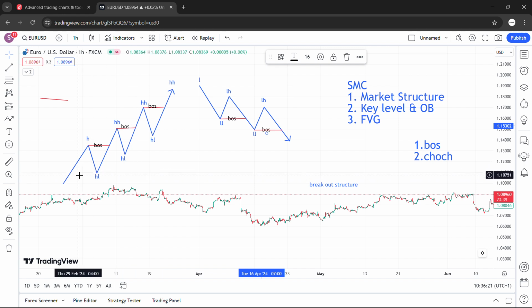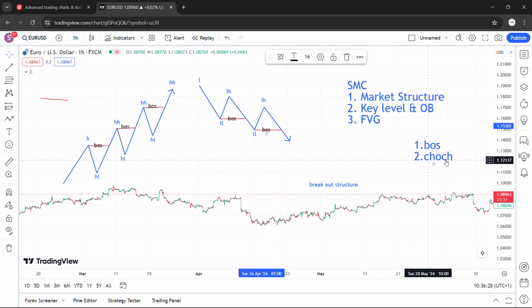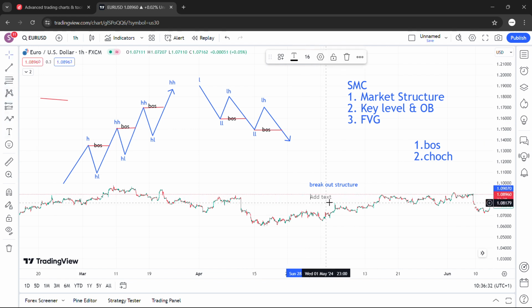If price wants to change from an uptrend to a downtrend, something must occur, and we call it the CHoCH. So CHoCH means what? Change in character, or change of character.